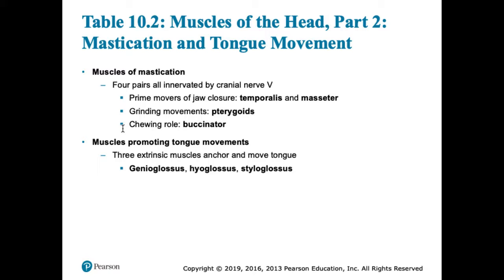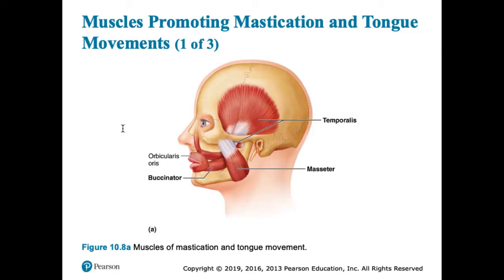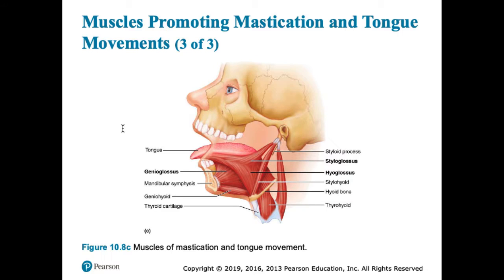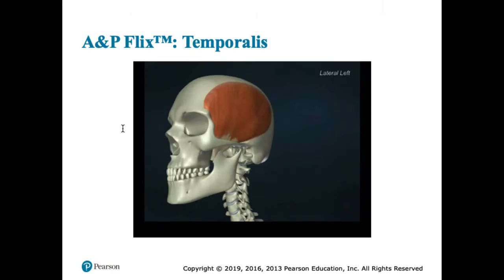Another thing that we need to know is the muscles of mastication, or chewing. So there are 4 pairs, all innervated by cranial nerve 5. They're the prime movers of jaw closure, the temporalis and the masseter. So make sure that you know those, understanding that the muscles promoting tongue movements are different as well. So making sure you know those 3 extrinsic muscles that anchor and move the tongue. So here is what you need to know. And of course, in a different view there. And of course, with the mouth open and tongue extended and what that looks like.